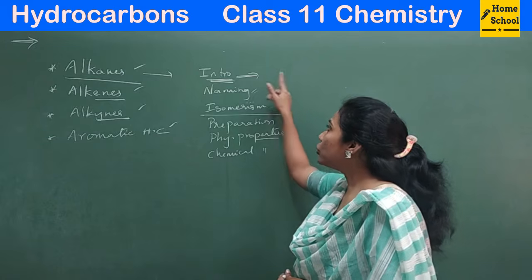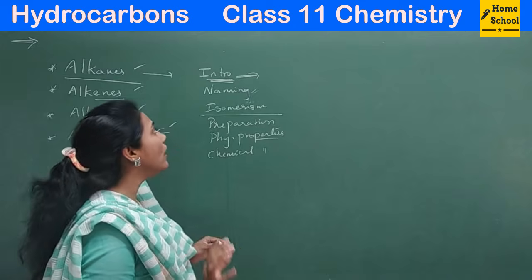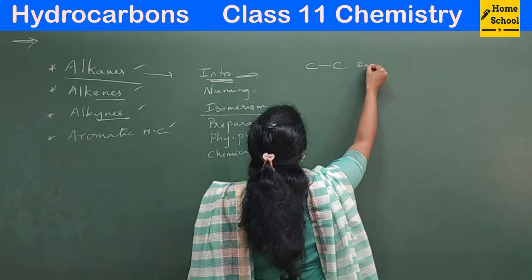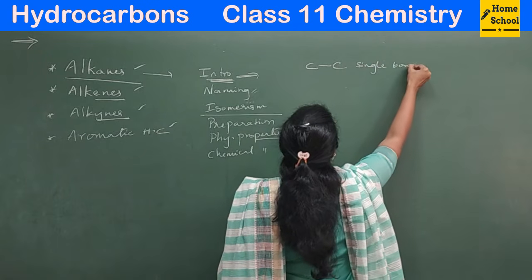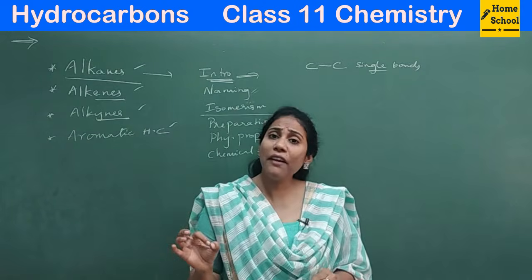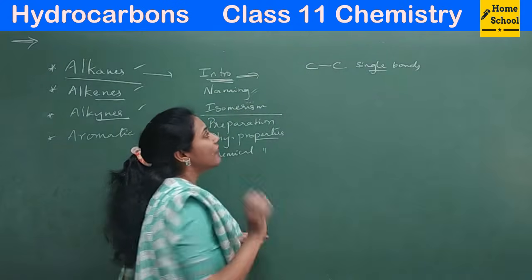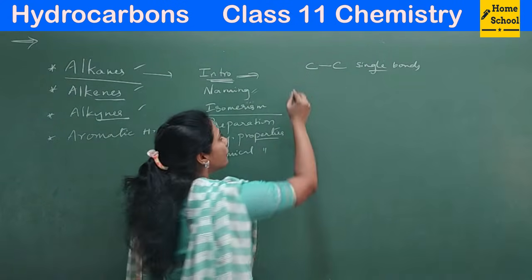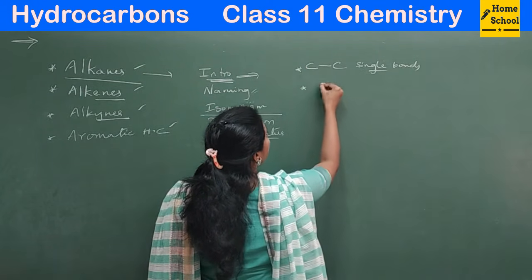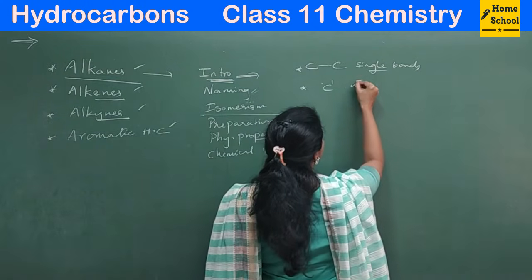So let's quickly go to the topic, the general introduction about alkanes. So we all know alkanes are nothing but hydrocarbons having carbon-carbon single bonds. These are the hydrocarbons which have only carbon and hydrogen, and between carbon atoms you only have single bonds. Okay, so that is the first point to be remembered. And now the second point is every carbon in alkane is sp3 hybridized.